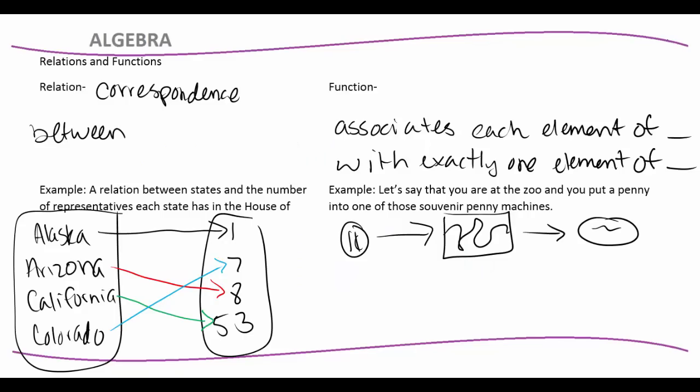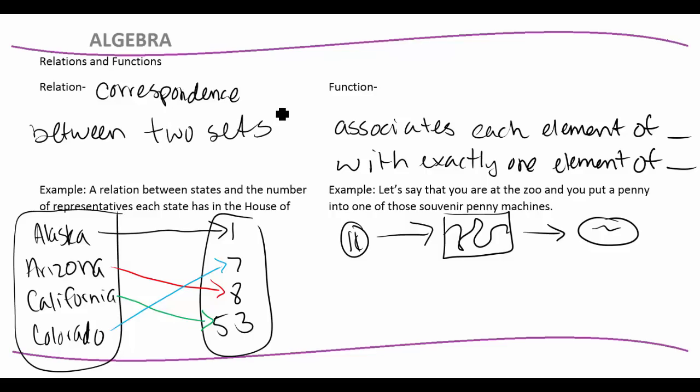Today we're going to talk about relations and functions. Often there is a situation where one variable is somehow linked to the value of another variable. When the value of one variable is related to the value of a second variable, we have a relation. A relation is a correspondence between two sets.